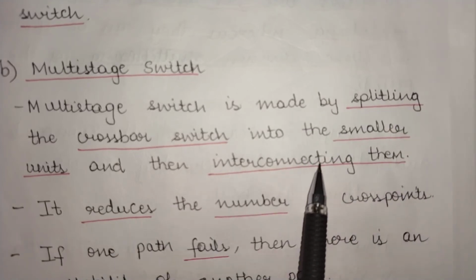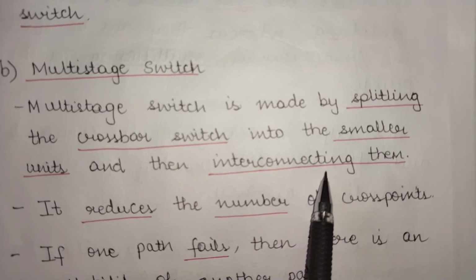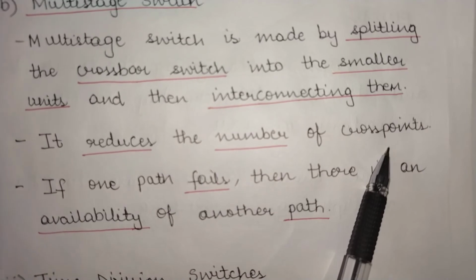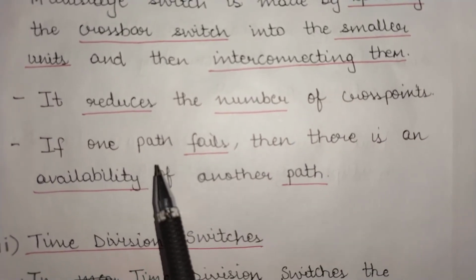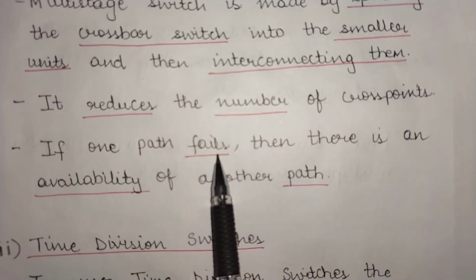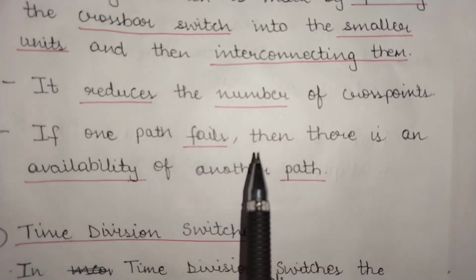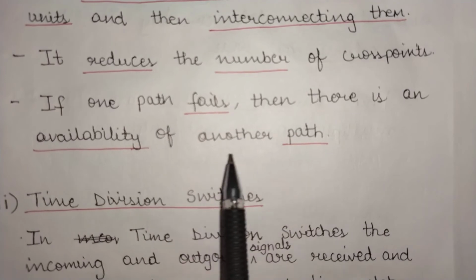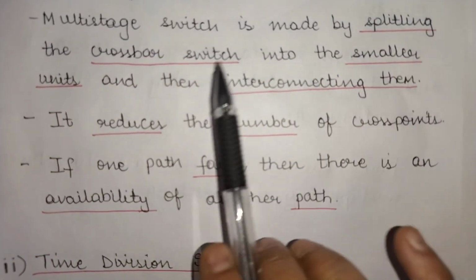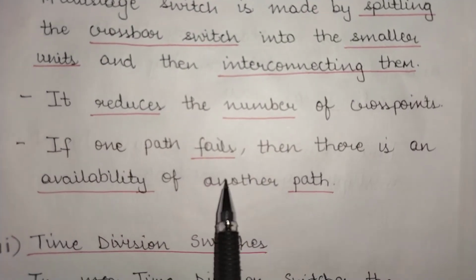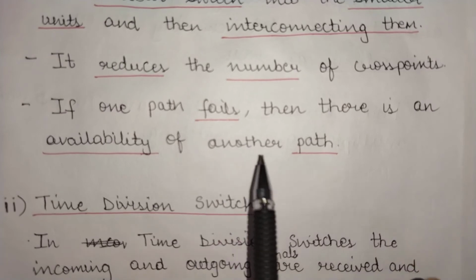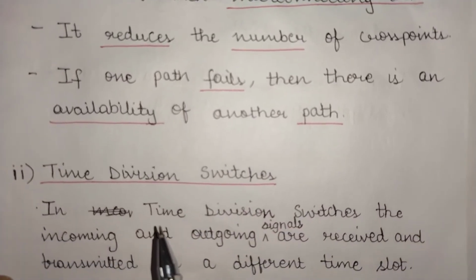And then these smaller units are interconnected. So basically, what it does is it reduces the number of cross points, first of all. And then the other advantage is that if, out of all the paths available, one path fails, then there is always another path available, because you have split the crossbar into smaller units. So there are more paths available. So even if one path fails, there is always another path available for data transmission.